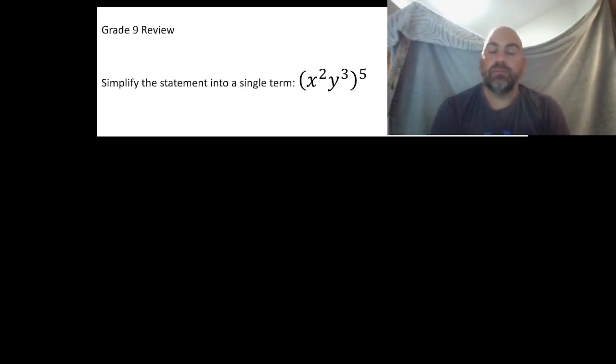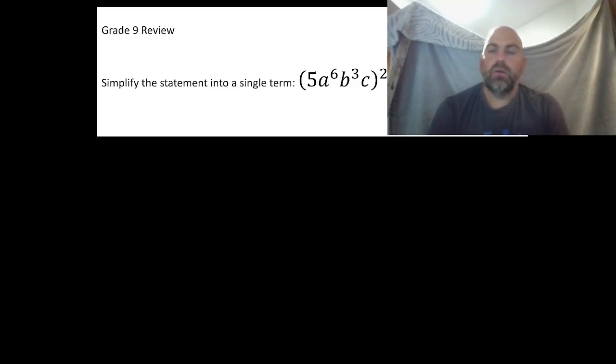All right, let's try this one. Can we simplify it? All right, that 5 needs to be applied to both of the terms inside the brackets, or both the variables inside the brackets. It's a single term. So 2 times 5 is 10. 3 times 5 is 15. So we have 10 x's and 15 y's that are going to be a part of this term.